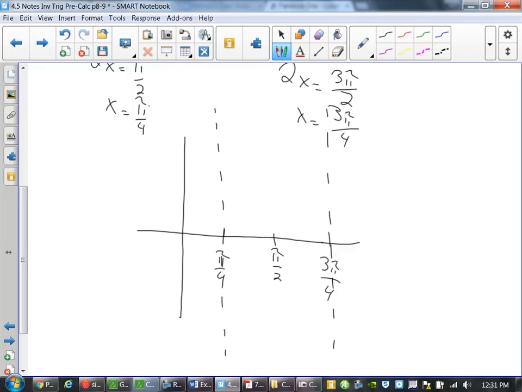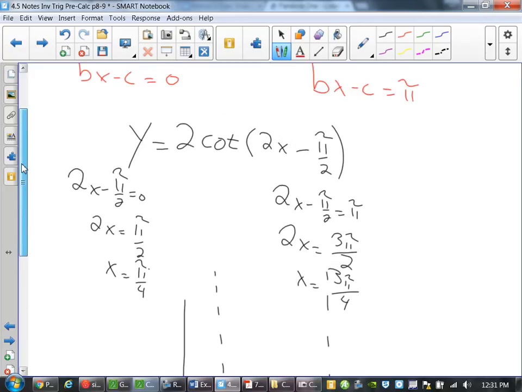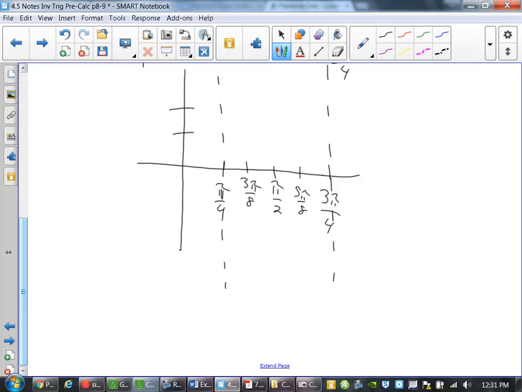Halfway between pi over 4 and pi over 2 is 3 pi over 8, so we get 3 pi over 8. And the other one would be at 5 pi over 8. Our A value, way a long time ago, was 2. So at 3 pi over 8, what will be the value? Remember, cotangent starts at the top and works its way down.